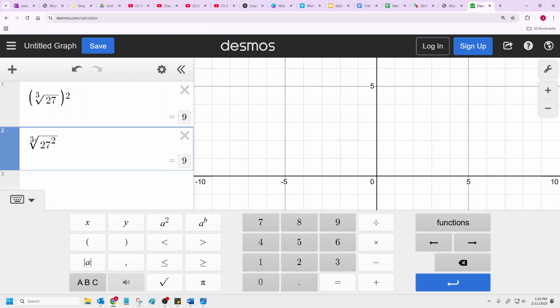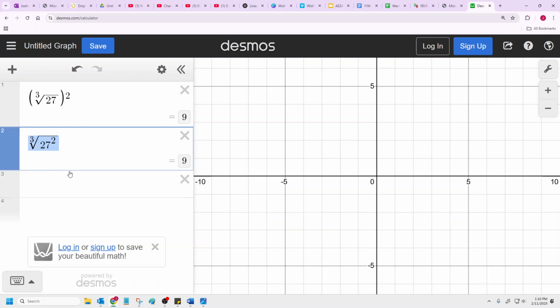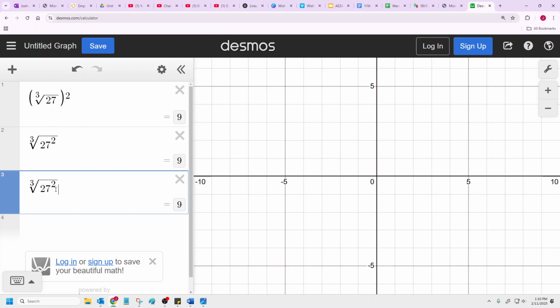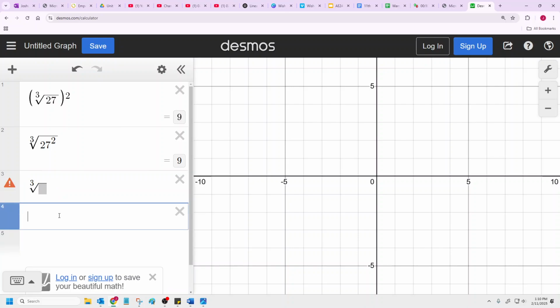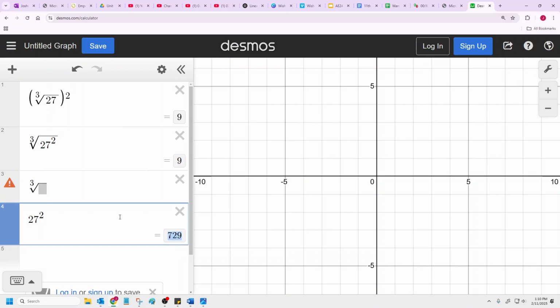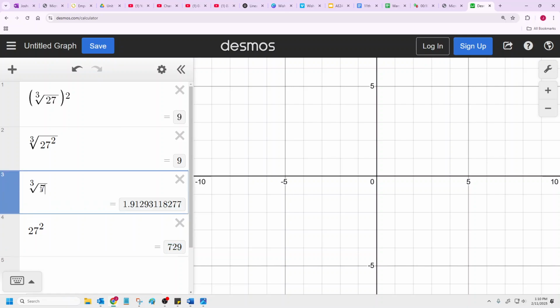But look at what this one says. This one says take the cube root of 27 squared. It's bizarre, but it doesn't fully matter what order you do. Don't quote me on that. Let me show you what I mean by that. What is 27 squared? You ready? 27 squared is 729. So when I take the cube root of 729, what do you see?